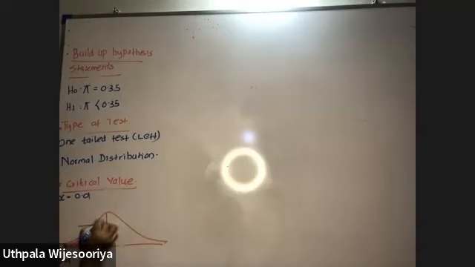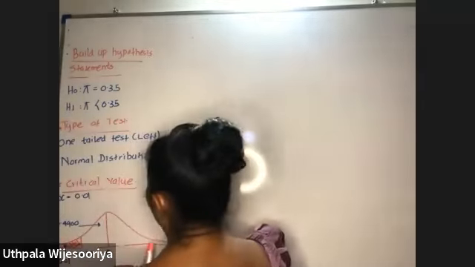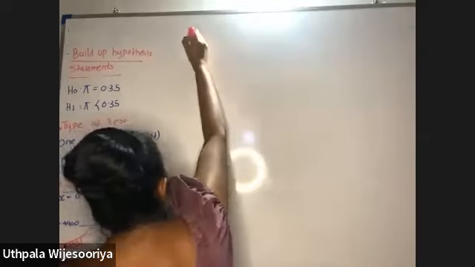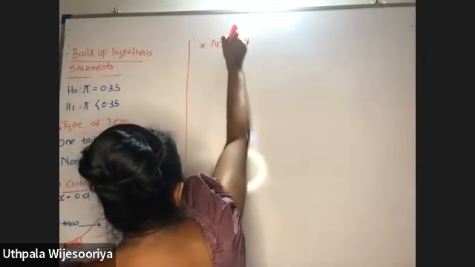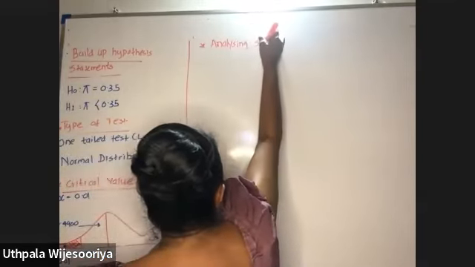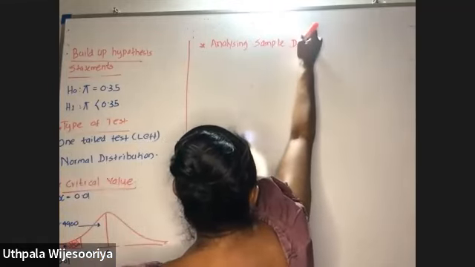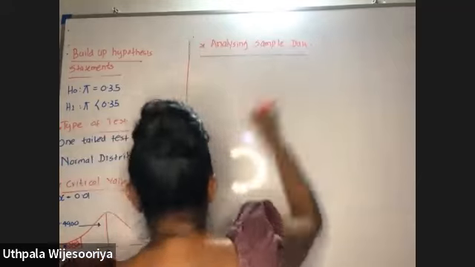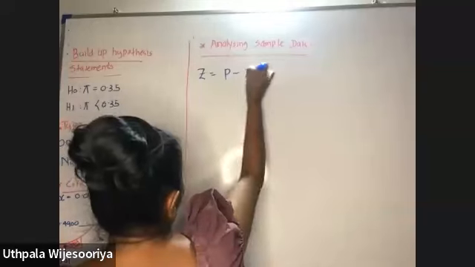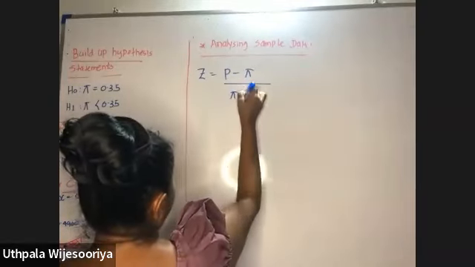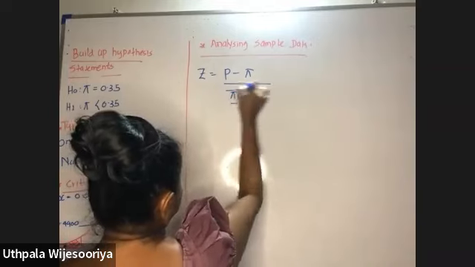So this is 49%. Minus 2.33. The critical value is minus 2.33. Analyzing sample data. Z is equal to P minus 5, over the square root of that.